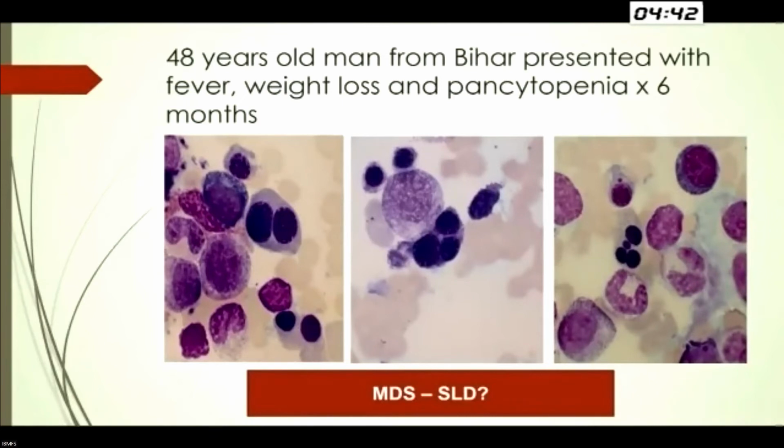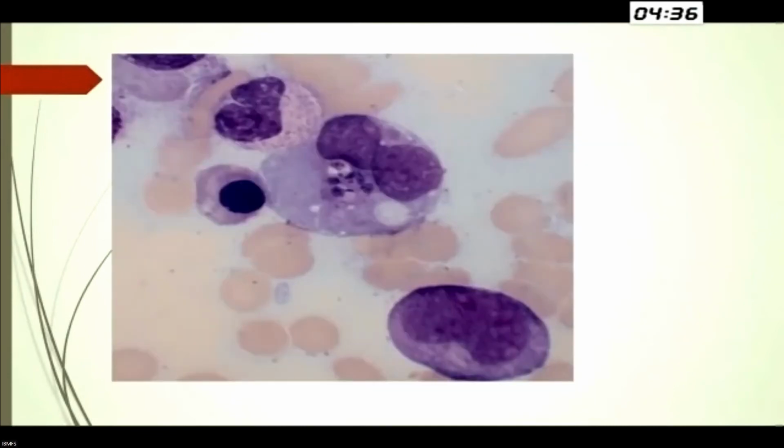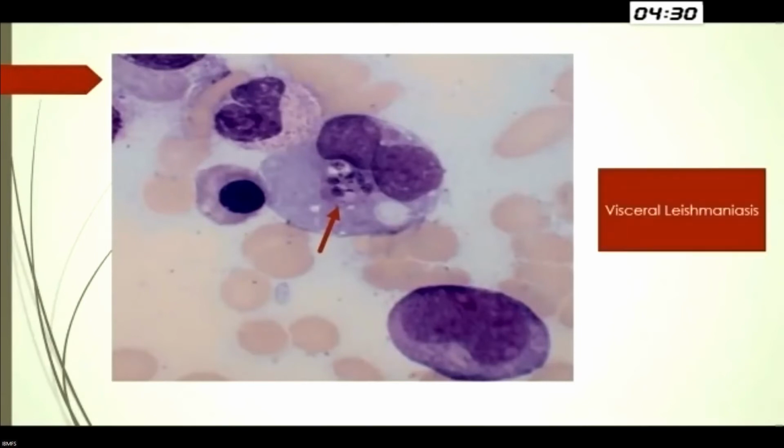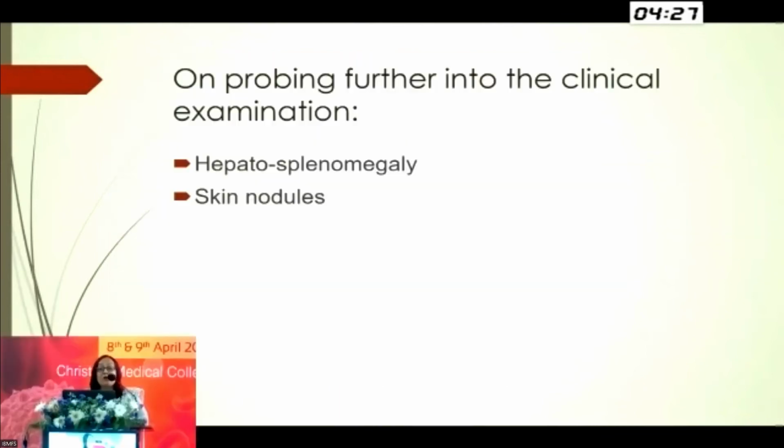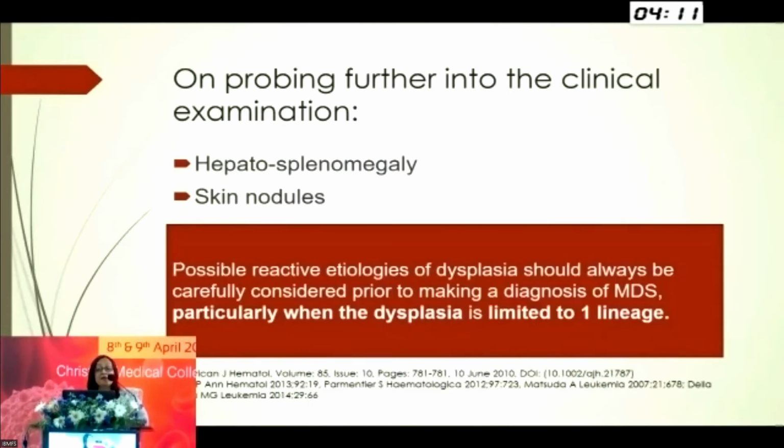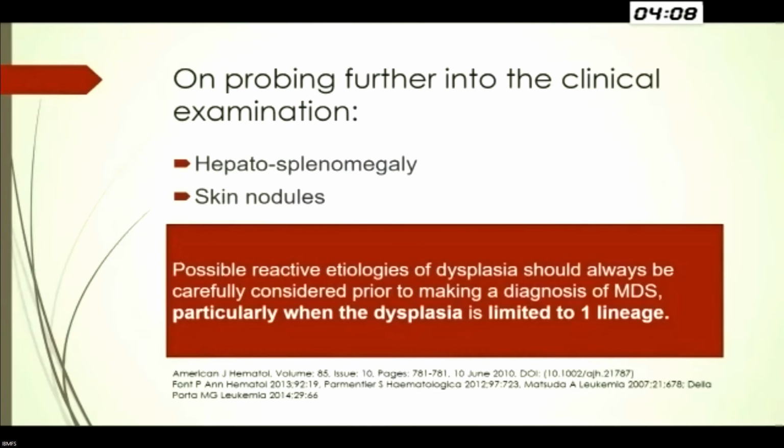But on further careful morphological examination of the bone marrow aspirate, what was found was one of the histiocytes had a nucleus and a kinetoplast. So this was a case of visceral leishmaniasis. So on probing further into the clinical examination, it was found that this patient had hepatosplenomegaly, which is highly unlikely in a case of MDS, and the patient also had skin nodules. So the take home from this case is that possible reactive etiologies of dysplasia should always be carefully considered before jumping to the diagnosis of MDS, particularly when the dysplasia is limited to one lineage.